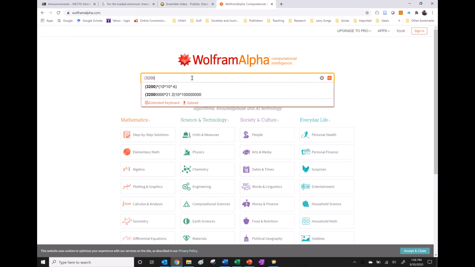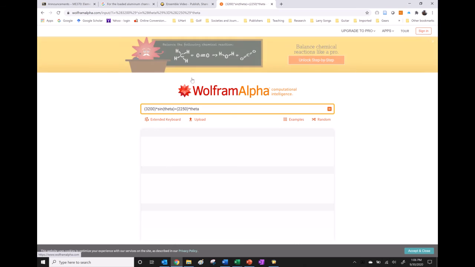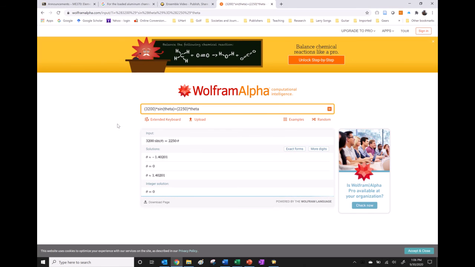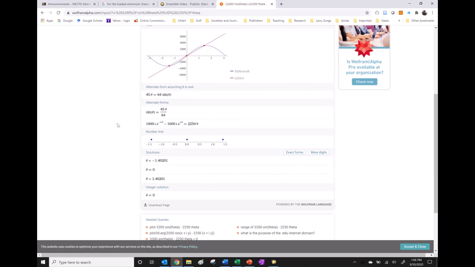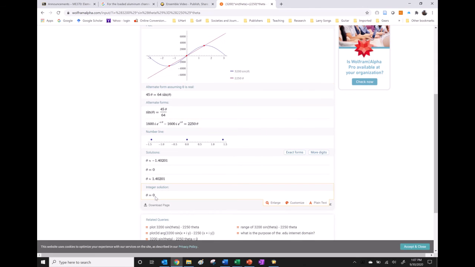3,200 times sine theta is equal to 2,250 times theta. Right? Boom. It's going to do its little cranking thing and think. And it gave me a line through where it would have seen the intersection points. But we see that we get an answer of 1.402. But these are radians, right?